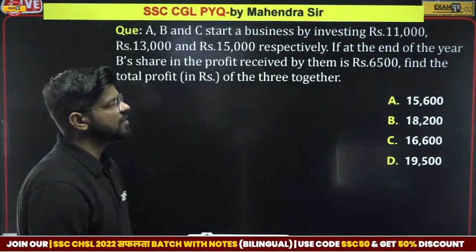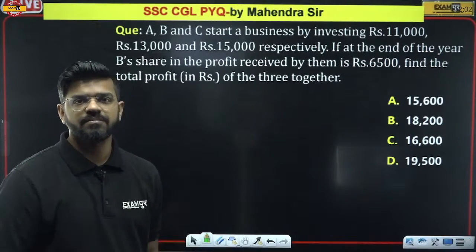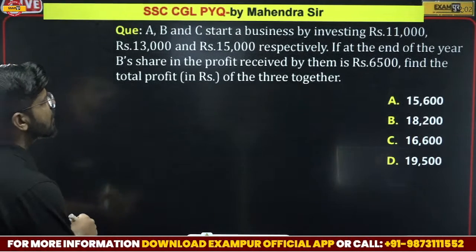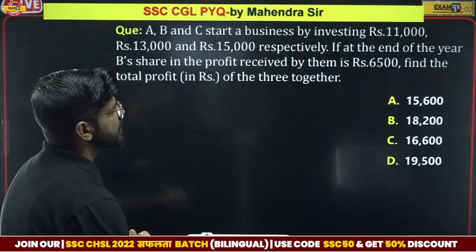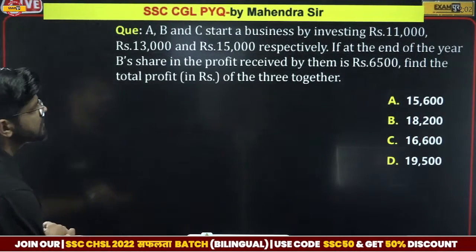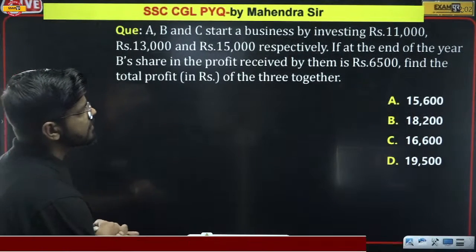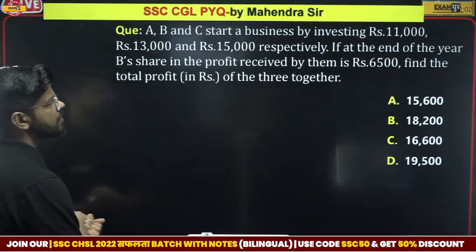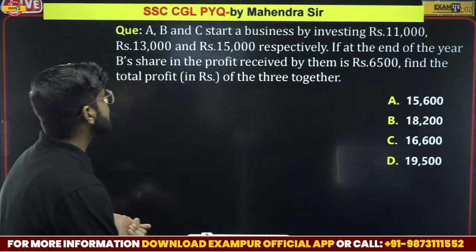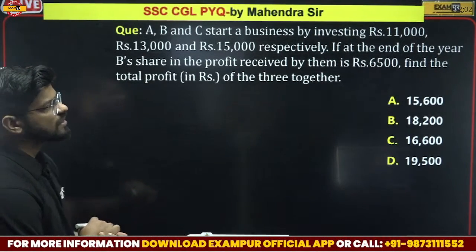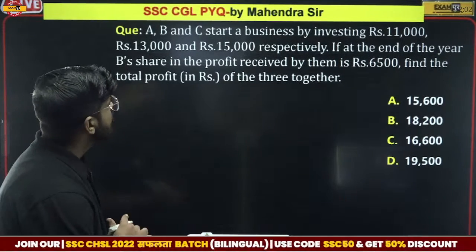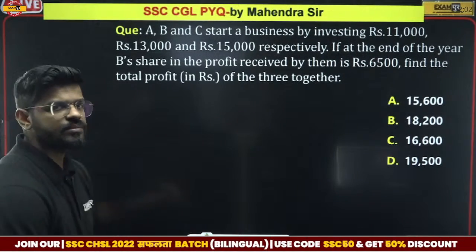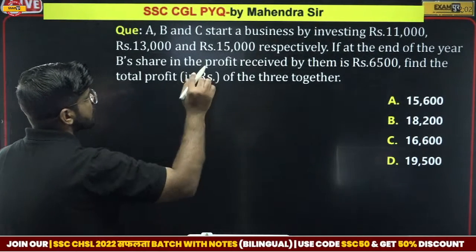Now we have something from partnership. A, B and C start a business by investing 11,000, 13,000 and 15,000. So 3 people are there. If at the end of the year B's share in the profit is 6,500, then find the total profit altogether.